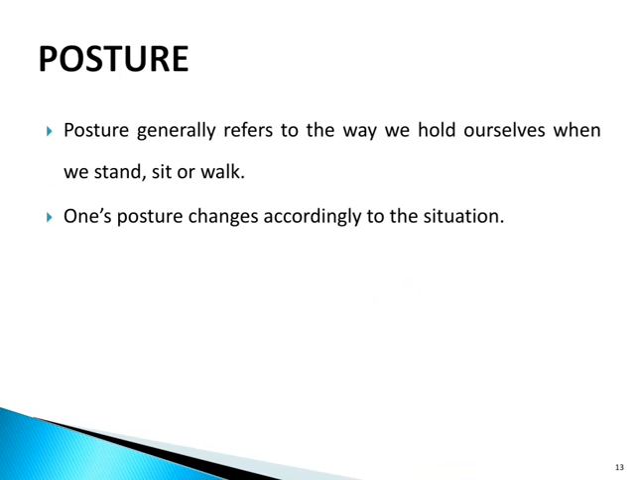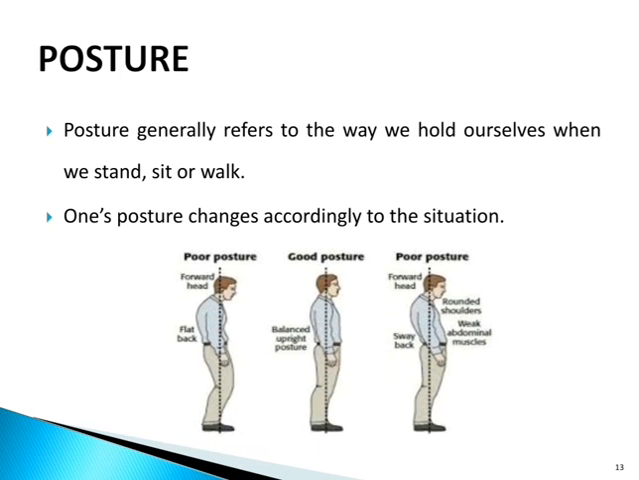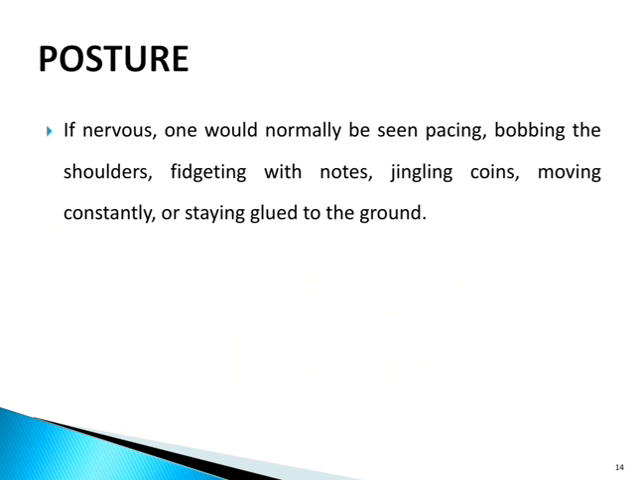Next one is posture. Posture generally refers to the way we hold ourselves when we stand, sit, or walk. One's posture changes according to the situation. Here you can see the various postures in the image. So see all the details. If nervous, one would normally be seen pacing, bobbing the shoulders, fidgeting with notes, jingling coins, moving constantly, or staying glued to the ground.